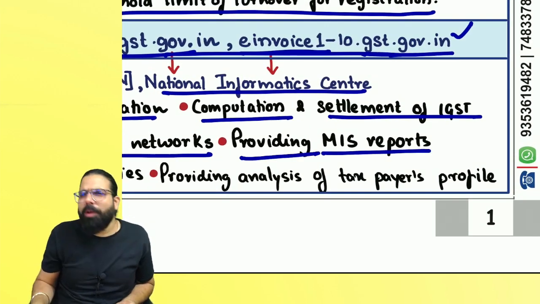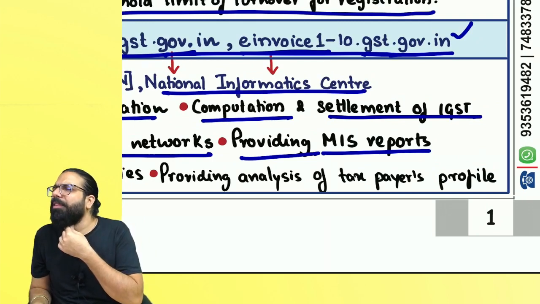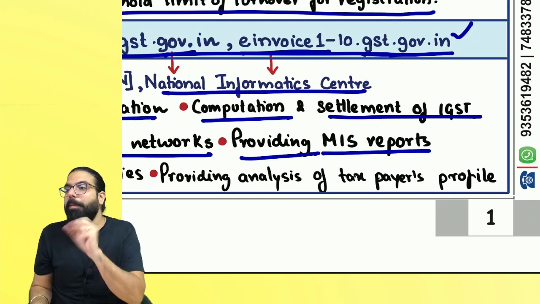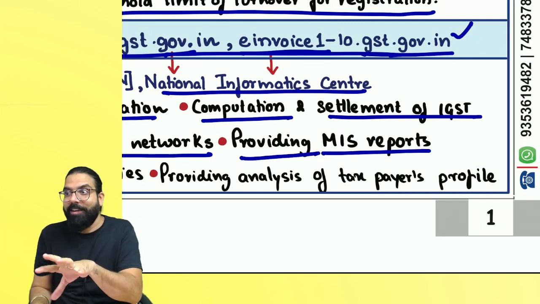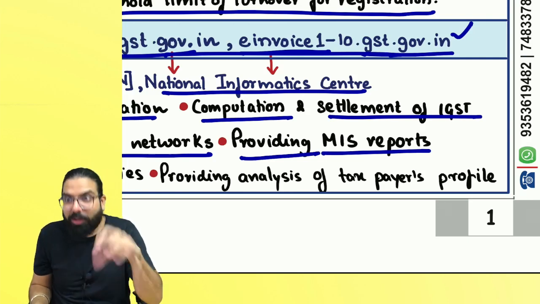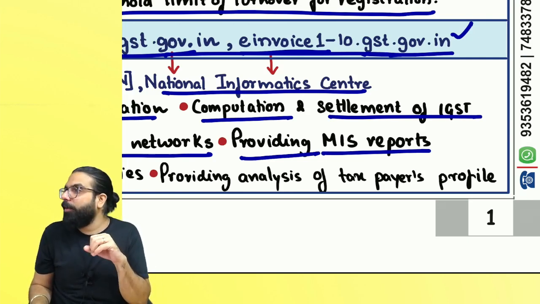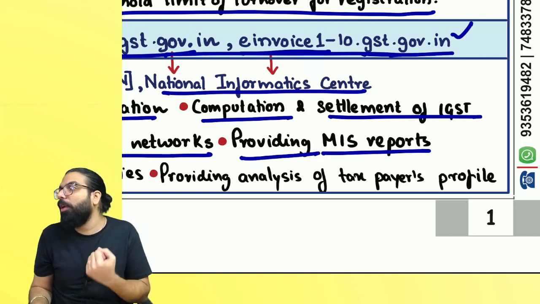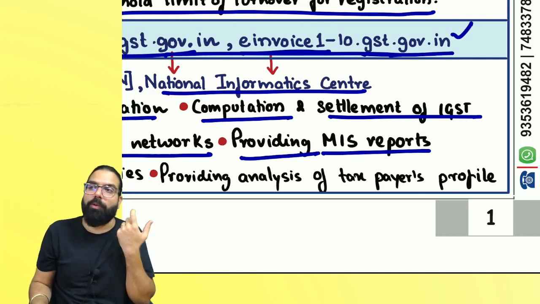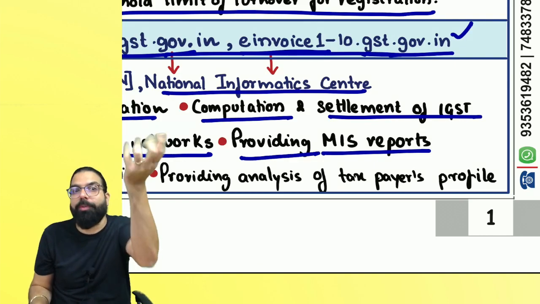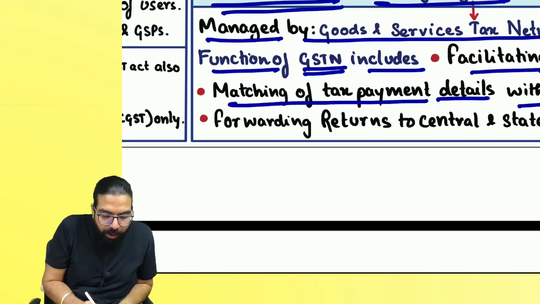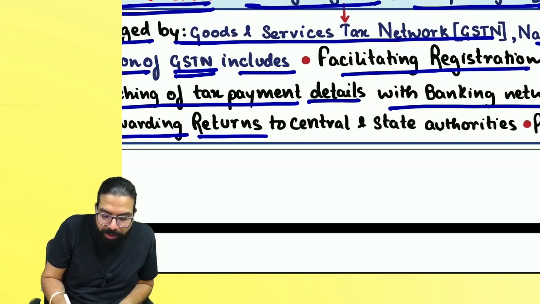Providing MIS report. What do you mean by MIS, everyone? Monthly information system report. Sir, this month, this many people joined GST. Sir, this much was the collection of GST. Are you guys able to understand all these statistics? Who will go ahead and provide? Goods and Service Tax Network, the company who manages the GST.gov.in. The next one is forwarding returns to central and state authority.